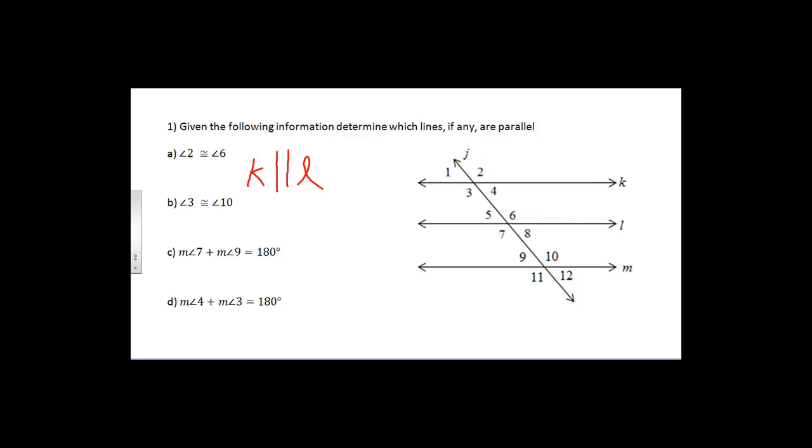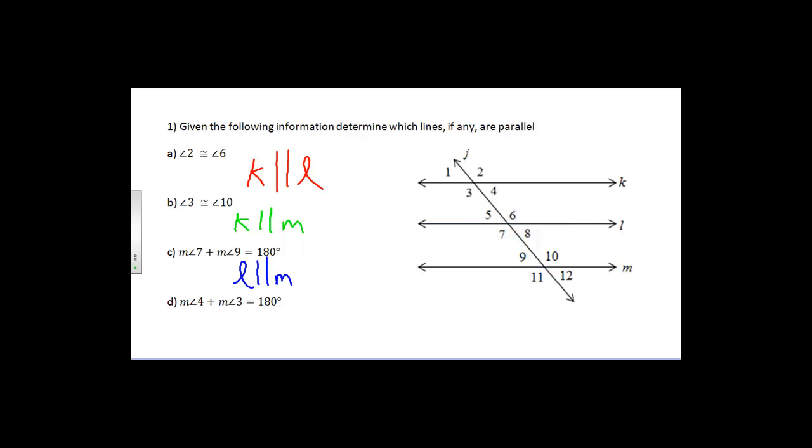Part B, angles 3 and angle 10. Well, angles 3 and 10 are alternate interior angles. If alternate interior angles are congruent, that would make lines K and M parallel in this case. Part C, if angles 7 and 9 add up to 180 degrees, that would make lines L and M parallel to each other because angles 7 and 9 are consecutive interior angles.